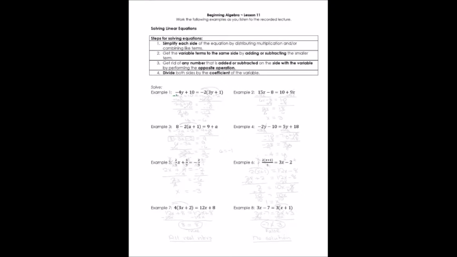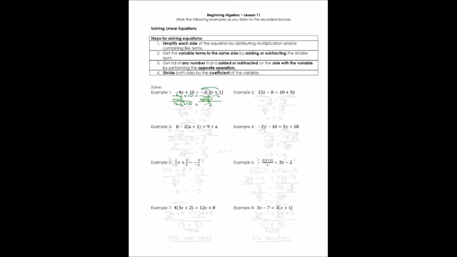On the left, I have nothing to do, so I'm just going to write down negative 4y plus 10. On the right, I have to distribute multiplication. I'll have negative 6y, and then I'll multiply negative 2 times 1 and have minus 2. Now I want to get my variables together. This is step number 2, get the variables to the same side. And I'm going to recognize that negative 6y is smaller than negative 4y. So I'll add 6y to both sides. These will cancel. Negative 2 is all that's left on the right. And on the left, I will have 2y plus 10.